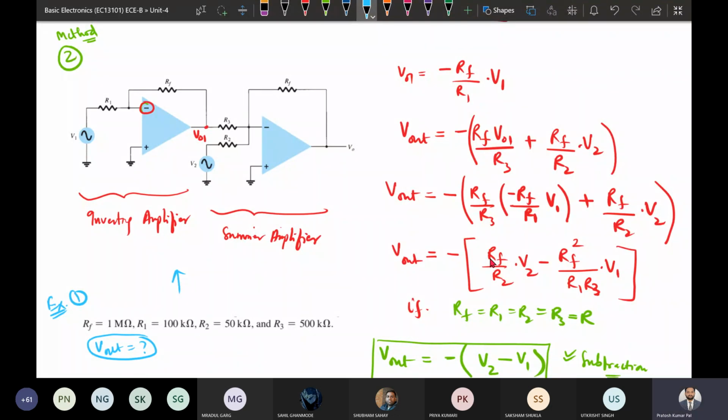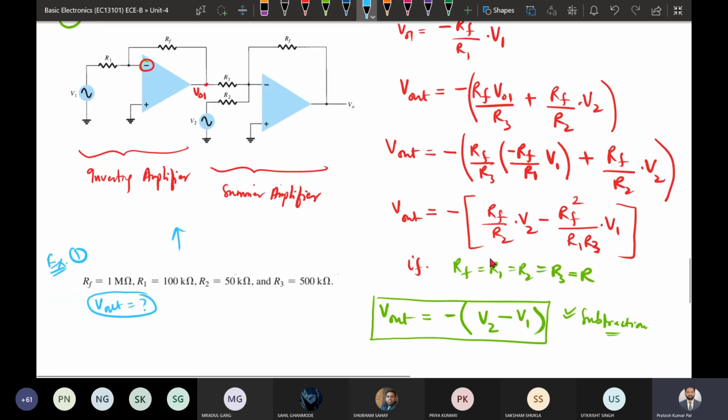Yes, anyone? Have we got our output? Yes, sir. 20 into V2 minus V1. Okay. So our output we will be getting is minus 20 times V2 minus V1.